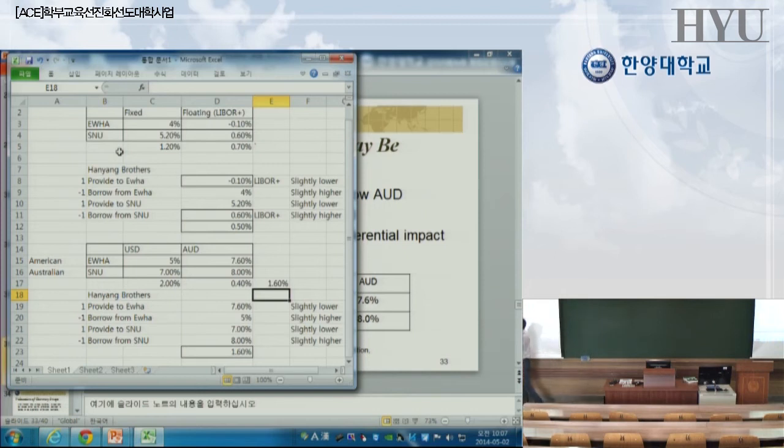And then, of course, there is also a reason why swap contracts exist in the currency market, the FX market, because some U.S. firm may want to issue money in the Australian market, and maybe an Australian firm may have reason to issue bonds in the U.S. market. Right?